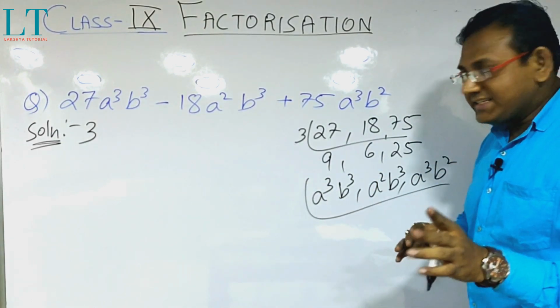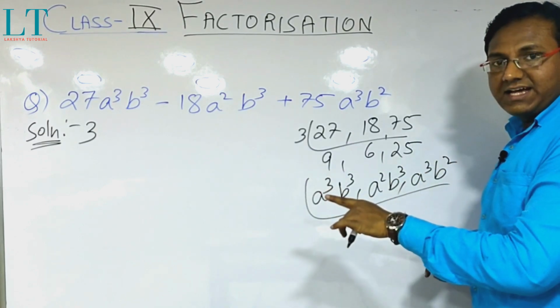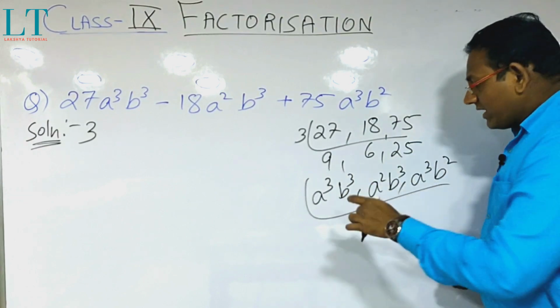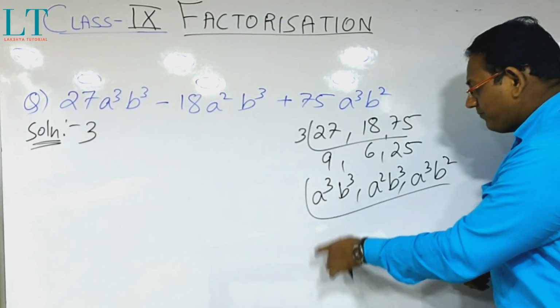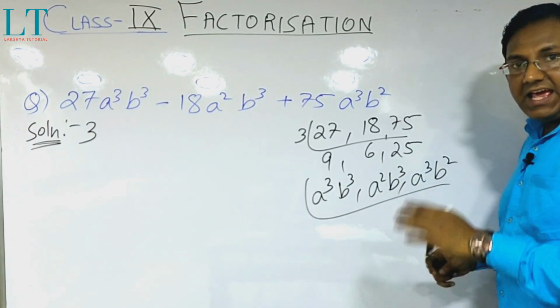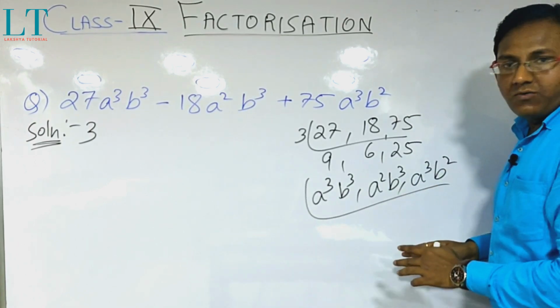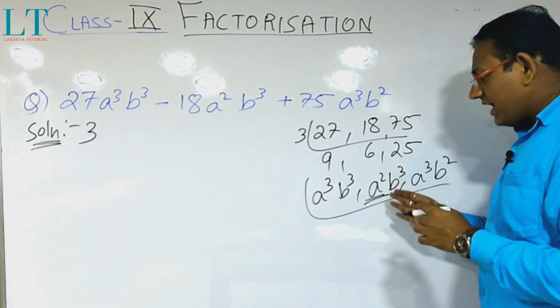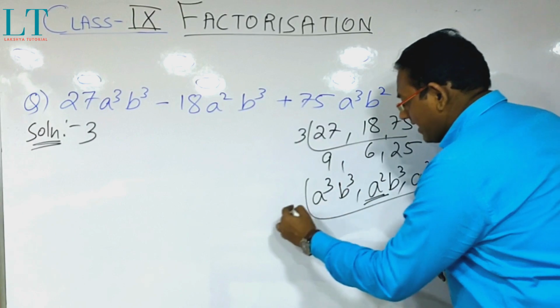The next thing is to understand that we will divide this entire expression by the lowest power of a. In the first expression we are getting a cube, in the second expression a square, and in the third expression a cube. So what is the lowest power over here? You can see that a square is the lowest power of a. So we are basically dividing it by a square.